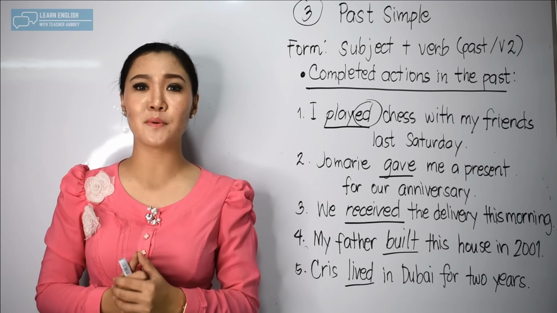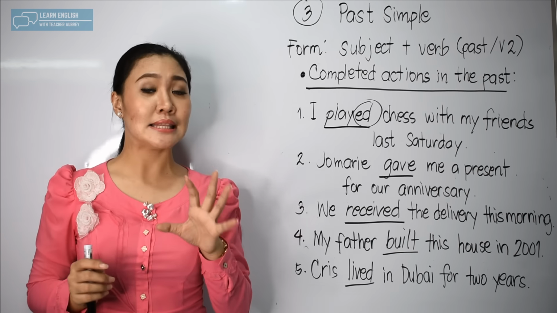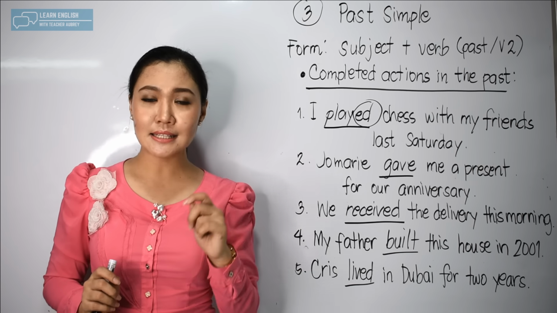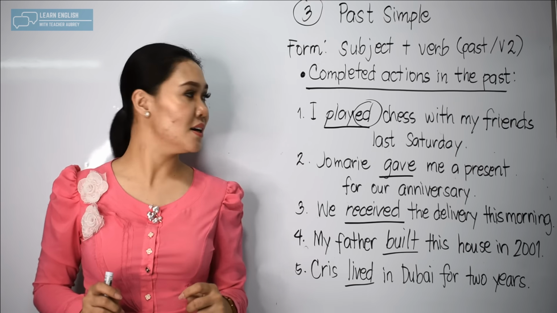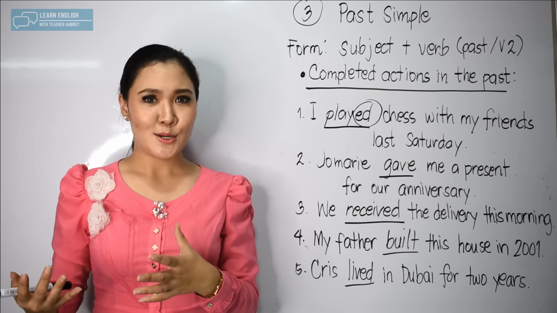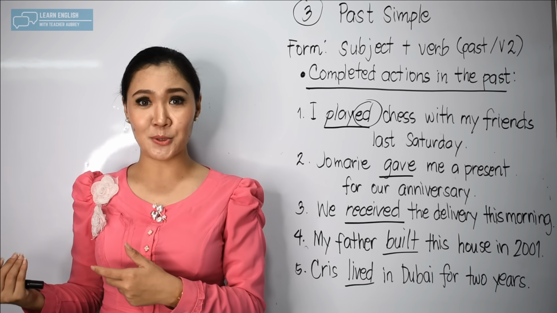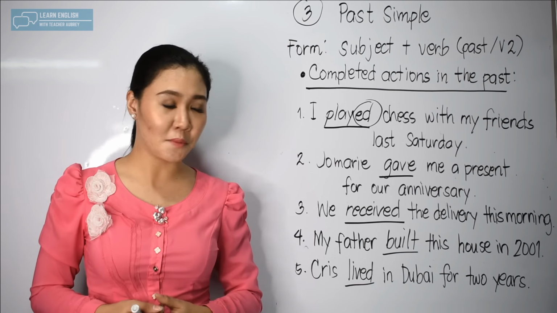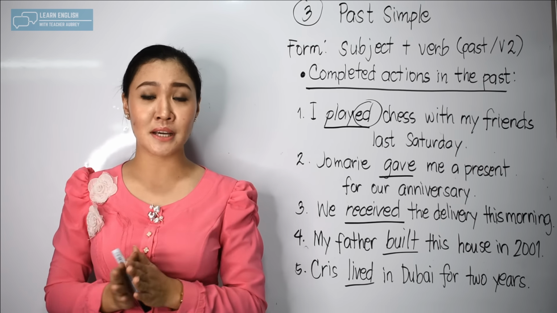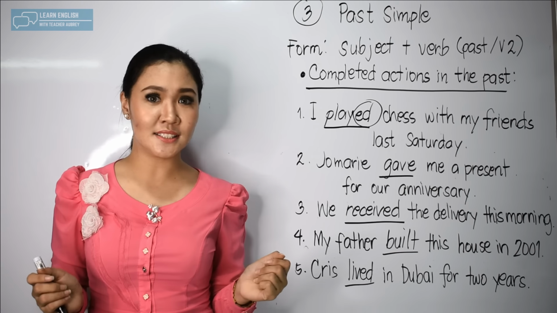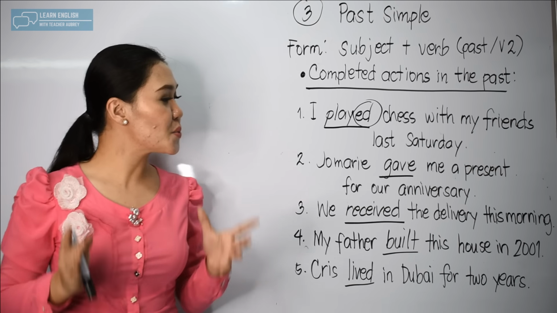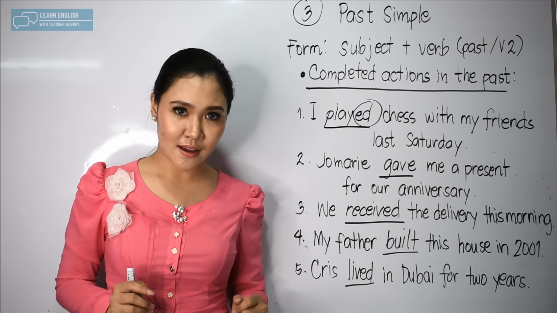Here are some more examples of our past simple na ginagamit for completed actions in the past. Okay? O mga kilos na natapos sa nakaraang panahon. The first one I gave you is, I played chess with my friends last Saturday. So, natapos yan nung nakaraang Sabado. Kaya ginamitan natin ang past simple. Another one is, Jomari gave me a present for our anniversary. Natapos na yung aming anibersaryo at niregaluhan niya ako ng kung anumang regalo. He gave me a present. The third example is, we received the delivery this morning.